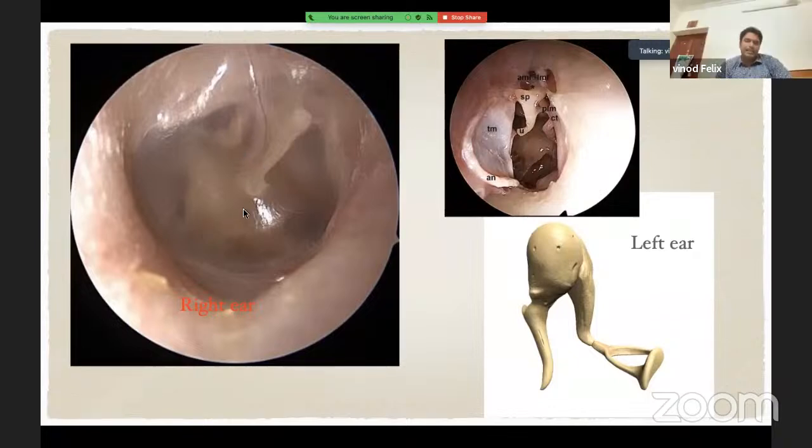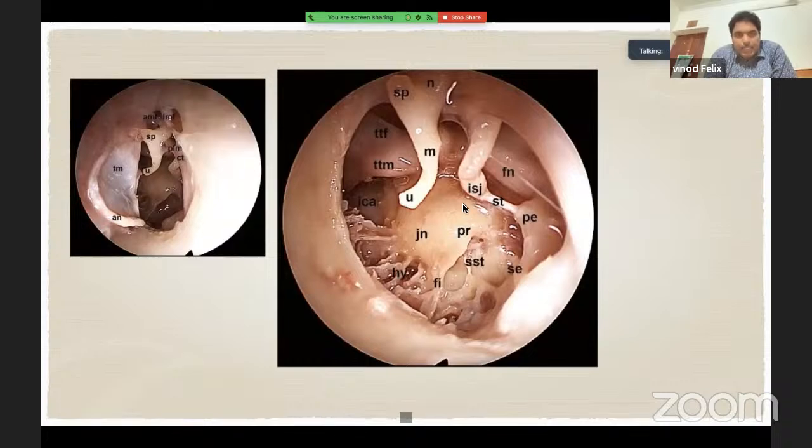So that's the right ear, that you're seeing the ossicles through the tympanic membrane. It's a malleus, and that's the incus. And on the other side, this is the left ear. The left tympanic membrane has been raised and reflected. And this is the malleus, and that's the incus. And here you have the stapes. So a closer view of the same image, the left ear, the tympanic membrane has been reflected. You're seeing the malleus, incus, and this is stapes.